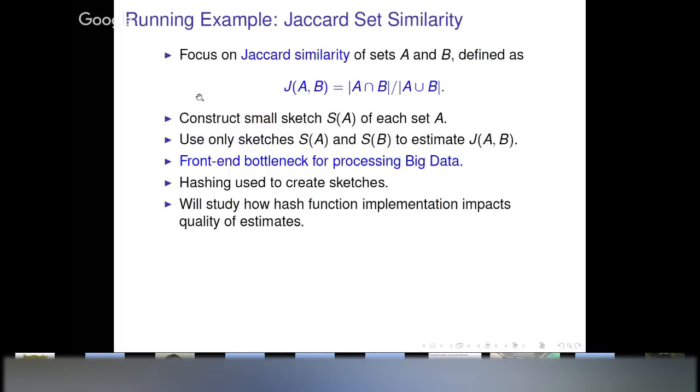And what I'm going to study here is how different hash function implementations impact the quality of these sketches. So you have a mathematical description of how to make the sketches, assuming true randomness, and then we're going to plug in different hash functions.